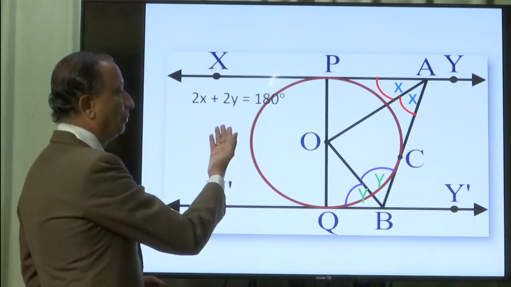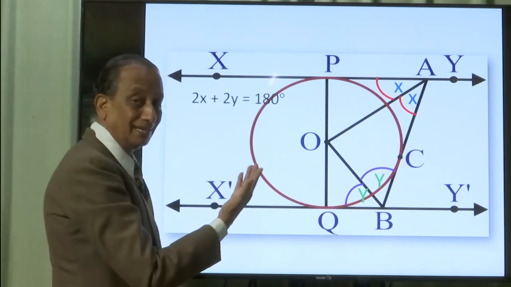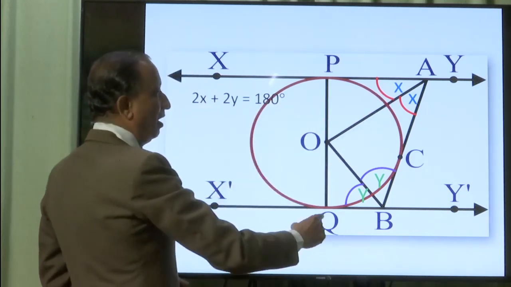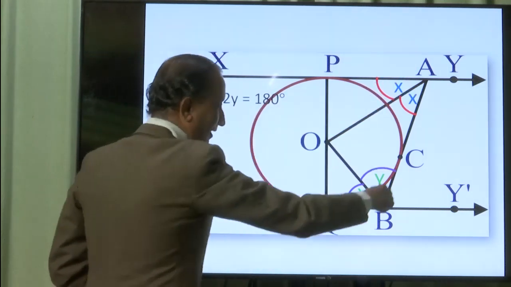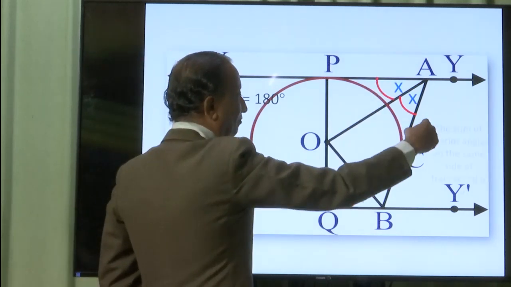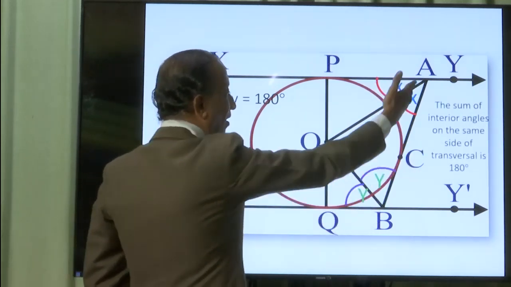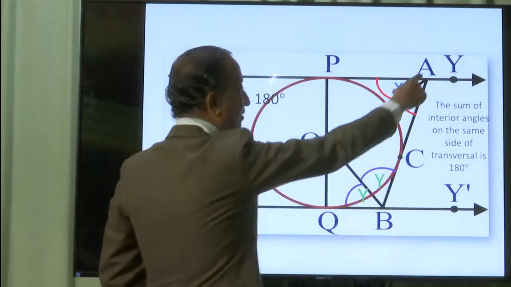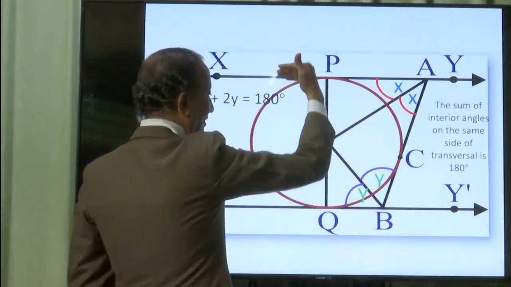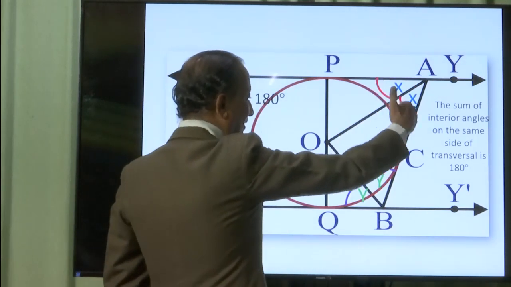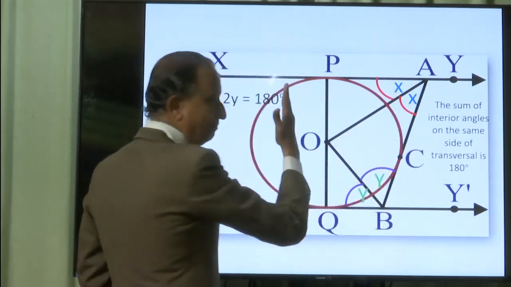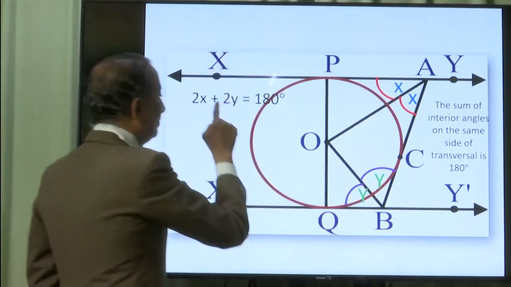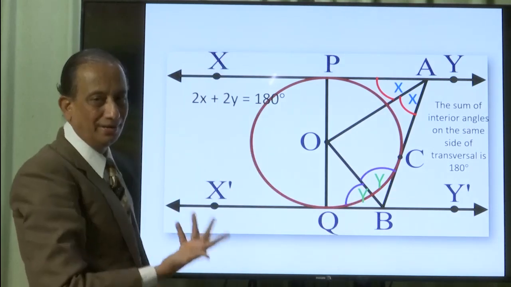Now, go back to 9th standard theorems on parallel lines. When two straight lines are cut by a transversal, then the sum of the interior angles on the same side of the transversal is 180 degrees. So this is the transversal, and these are the lines which are parallel, this and this. They are on the left side of the transversal, and the sum of their interior angles has to be 180 degrees.